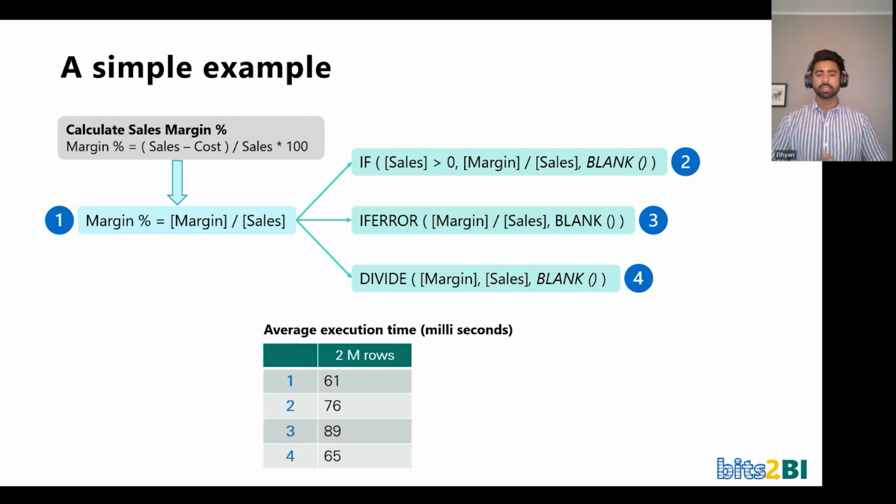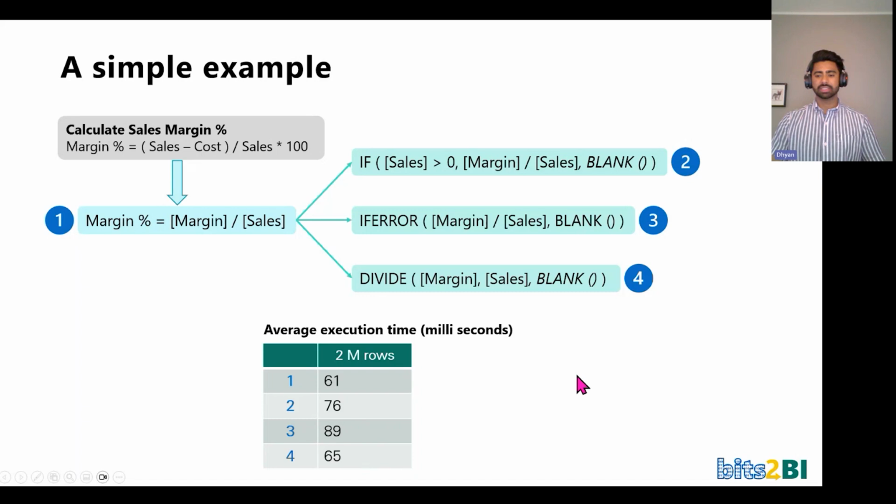Just to show what the average execution time is in milliseconds. If you execute the formulas like options number 1, 2, 3, and 4 in a data set with 2 million rows, these are the execution times we get. The first one gives us 61 milliseconds, the second and third give us 76 milliseconds and 89 milliseconds, and the last one gives us 65 milliseconds.